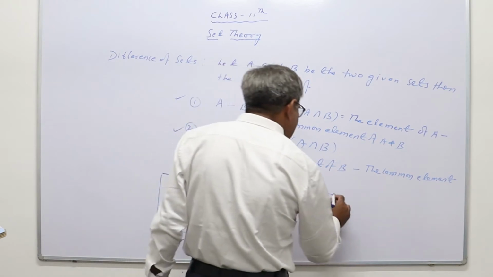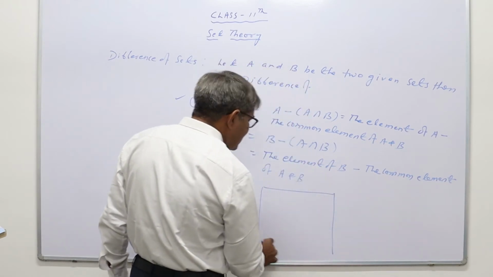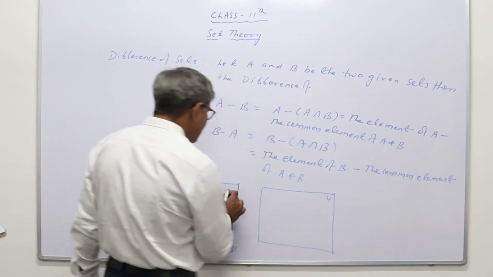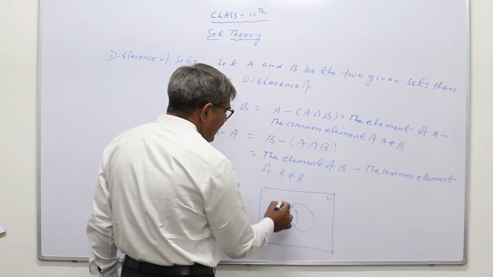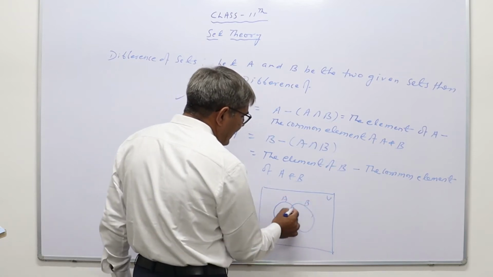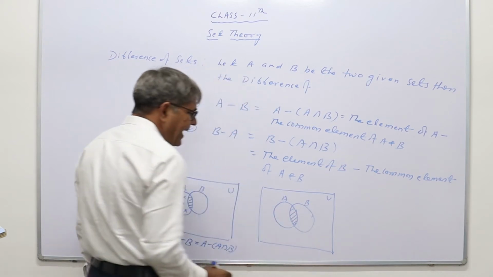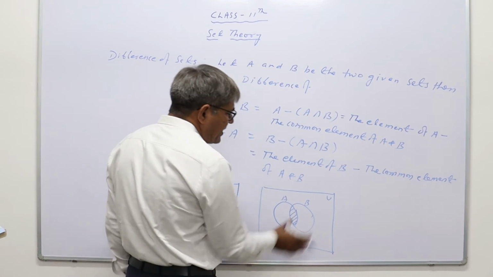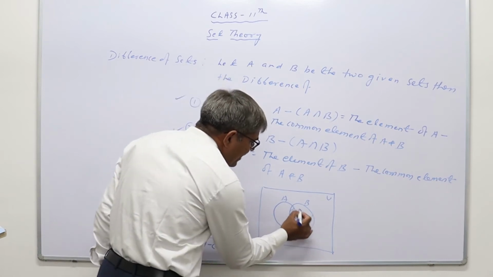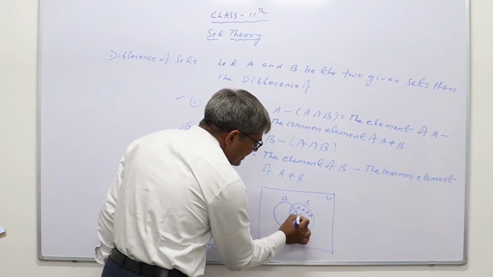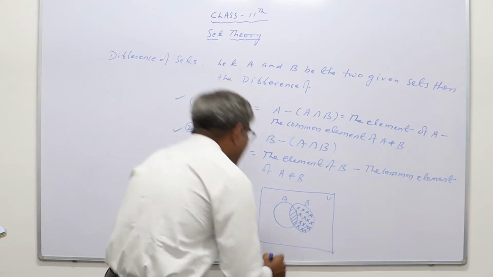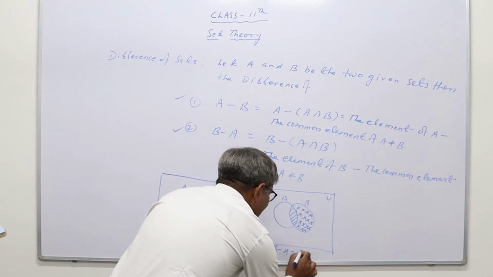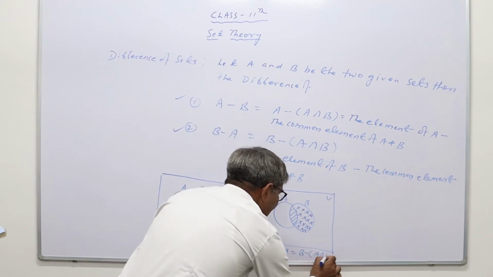Similarly, if we have to represent B minus A, then let us suppose this is the universal set U, and this one is the set A, and this one is the set B. Then first of all we will find A intersection B. This is A intersection B. Now this common part will be subtracted from the set B. So B minus A will be represented by this star part, that is the part of set B which is not the part of A and B. So this is B minus A. So B minus A will be equal to B minus A intersection B.